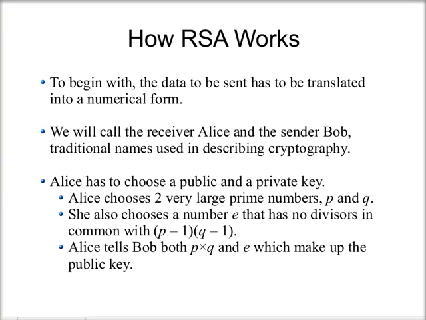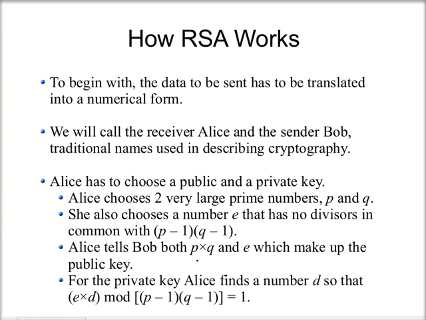She also chooses a number e that has no divisors in common with the number p minus 1 times q minus 1, which means there's no number that divides both e and that product. Then Alice is going to tell Bob both p times q and e, which make up the public key. So Bob knows p times q, but he doesn't know what either p or q by themselves are.